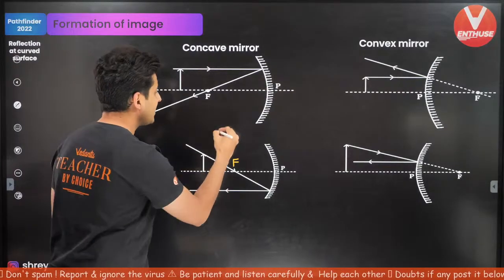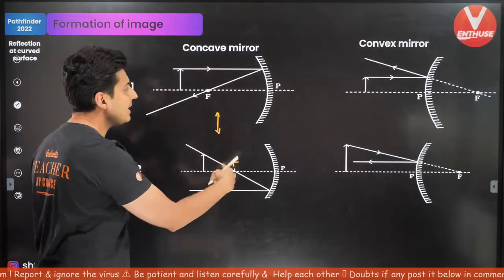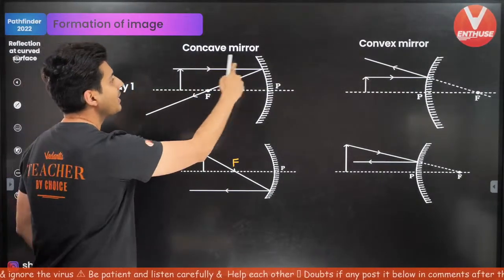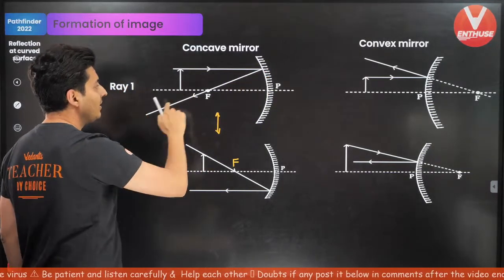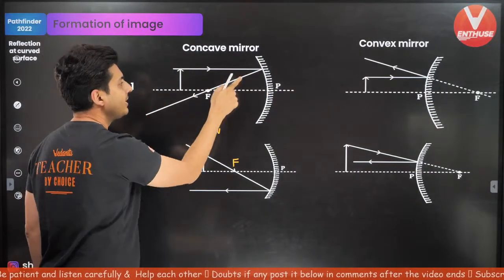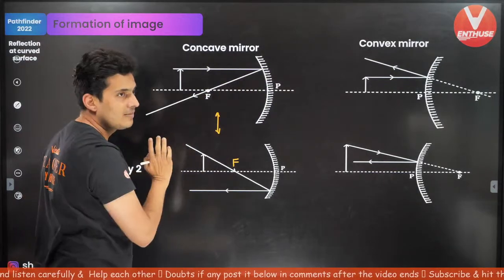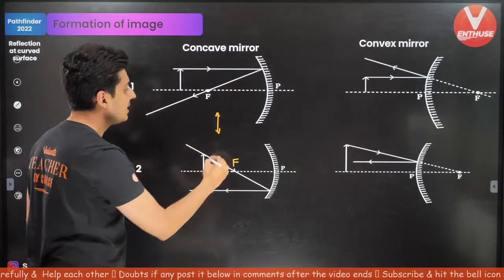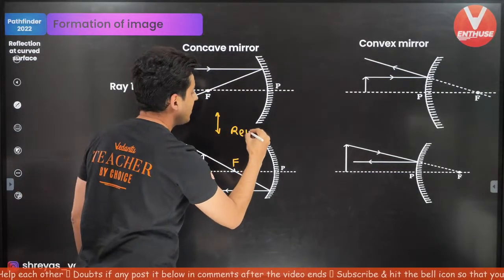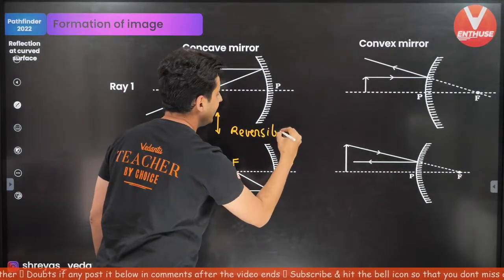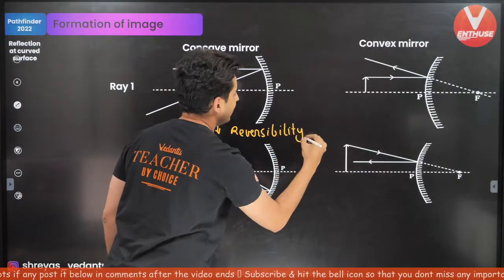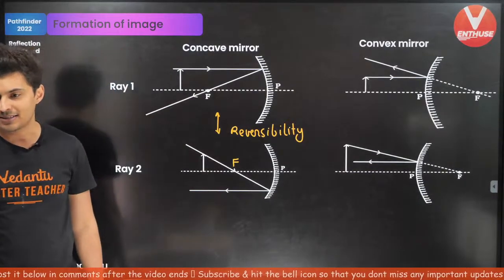I hope you realize both these things are equivalent, because if you reverse the direction of light, then the reflected light becomes incident, the incident becomes reflected. It's one and the same thing. This comes from the principle of reversibility of light. Is that clear, my warriors?